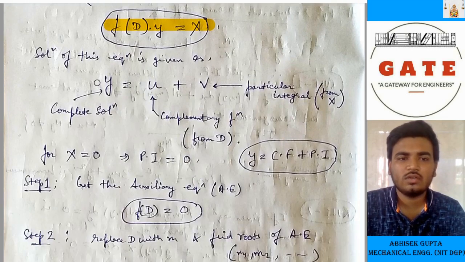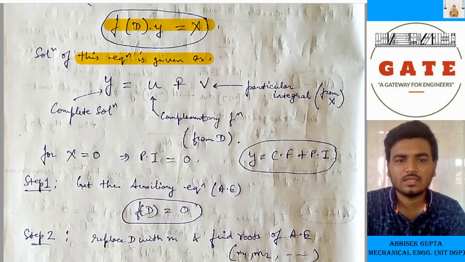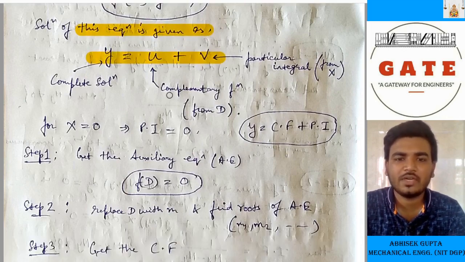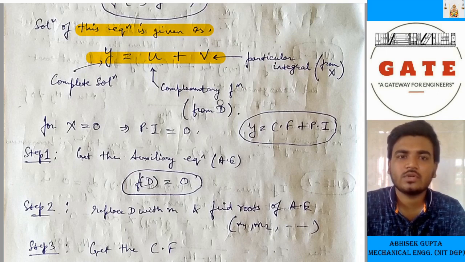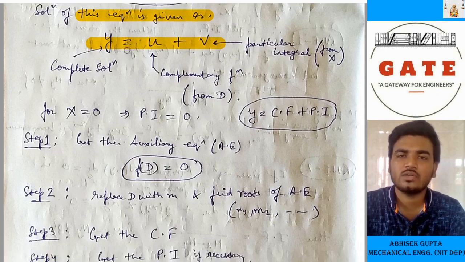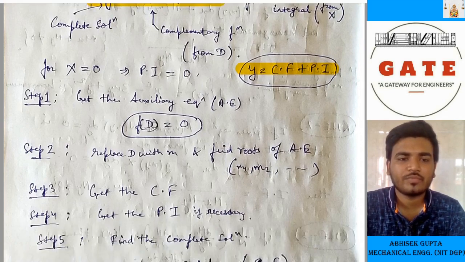The solution of this equation is given as y equals CF plus PI. CF is the complementary function and PI is the particular integral. PI comes from X and CF comes from D. So CF plus PI will give you the complete solution. If X equals 0, then PI equals 0 definitely.